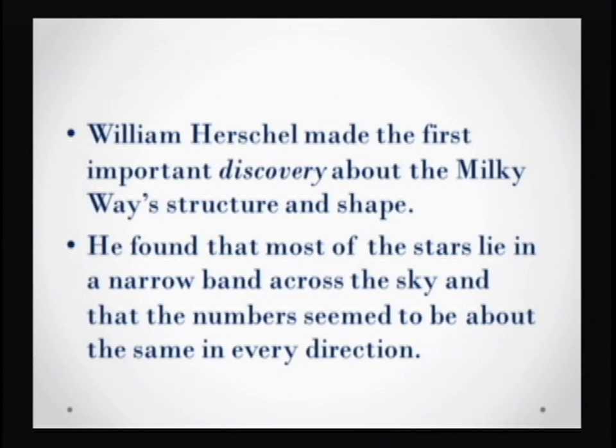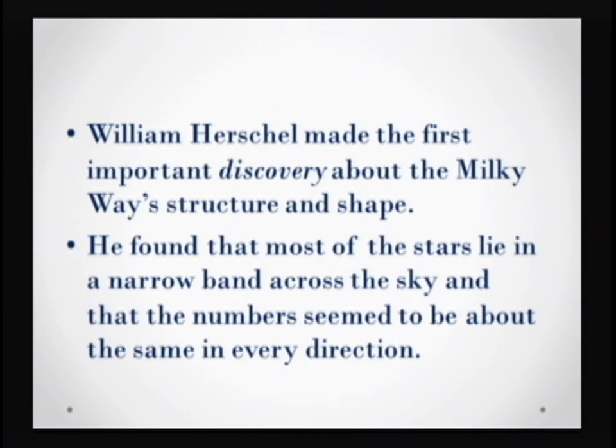Then William Herschel was the first one that looked at the Milky Way structure and shape. He started plotting the number of stars. This is really the first important discovery about the Milky Way structure and shape that we've got. And like I said, he literally counted stars. He found that most of the stars lie in the Milky Way arms, okay? But that number seemed to be the same in about any direction.